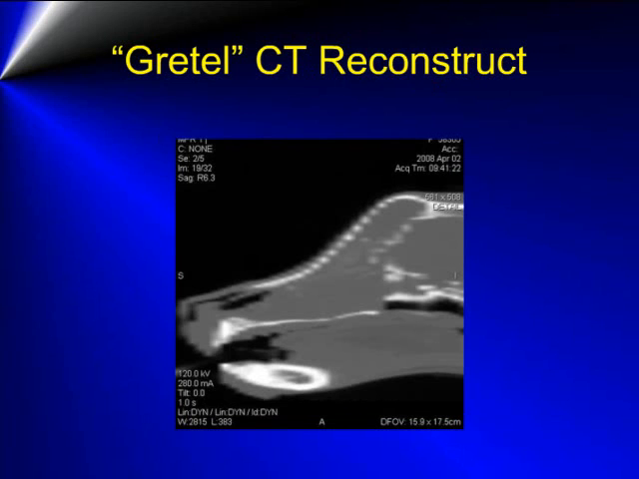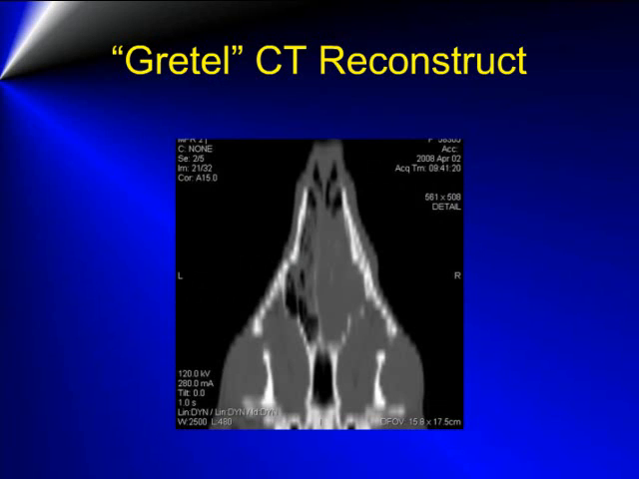A sagittally reconstructed image shows a large amount of tumor tissue filling the right aspect of the nasal passage, as well as a large amount of tumor tissue and or fluid within the frontal sinus. On this coronally located image, again there is a large amount of tumor tissue filling the right nasal passage, with significant leftward deviation of the vomer bone and nasal septum, as well as punctate areas of bony lysis seen caudally.